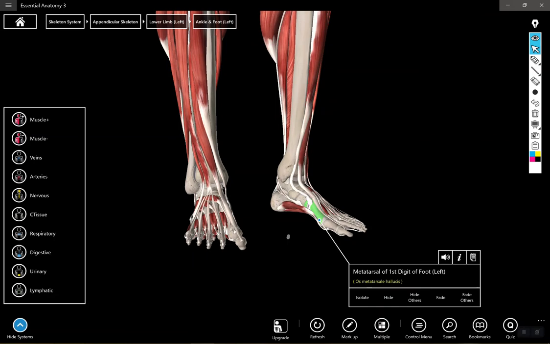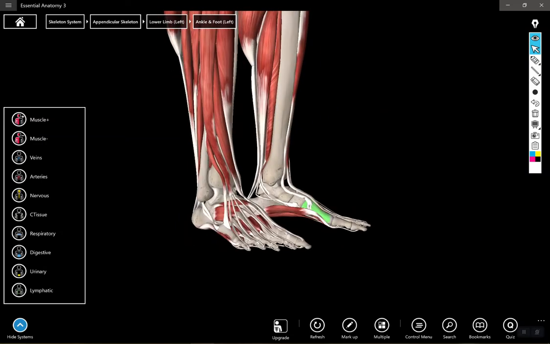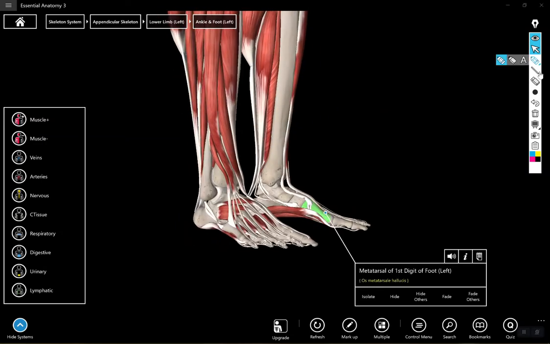So if you shorten this, it's going to pull MT1 upward, like so. So this tendon will generate tension and look more like this, and it's going to pull your foot into a flexed position.